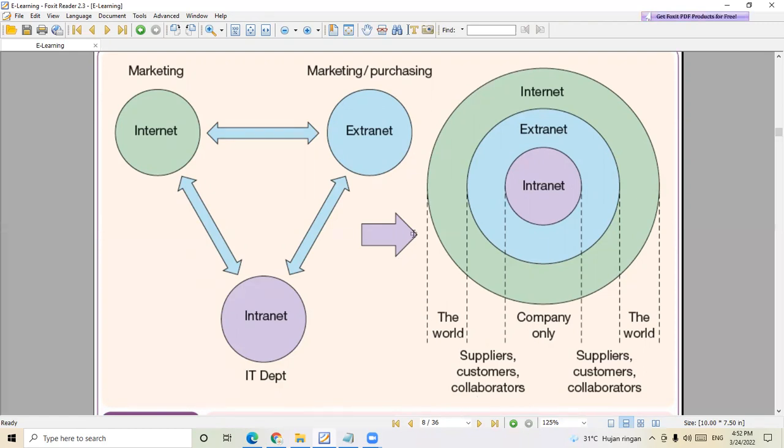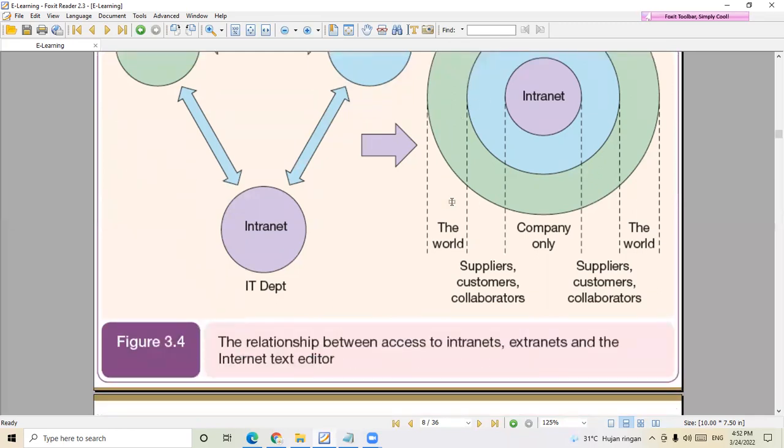Yeah. But in order for certain users to have access to the company's information systems, of course, they should have the login, like maybe a username and password and other kinds of authentication, so that they could access the extranet or the intranet. And there's a figure 3.4, relationship between the access to internet, extranet, and intranet.